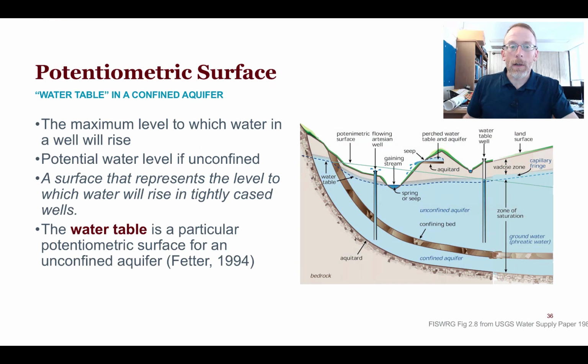All right, so let's go back to our potentiometric surface. Talk about that. The potentiometric surface is the analogy to a water table in a confined aquifer. But in this case, that water table, that potentiometric surface, is the level to which water would rise in the confined aquifer if allowed, if we drill a well, for instance, or if there's a spring.